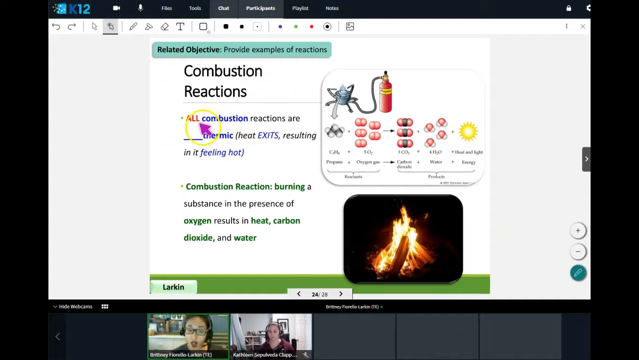All right, so all combustion reactions exactly are going to be exothermic because heat is exiting, and the result is it feels very, very hot. So yes, so these are all exothermic. Heat is going to exit. It's going to end up feeling hot. Go ahead in the Q&A area, give me a smiley face, everyone, if that makes sense. All right, so the hotter it feels, the more exothermic it is.